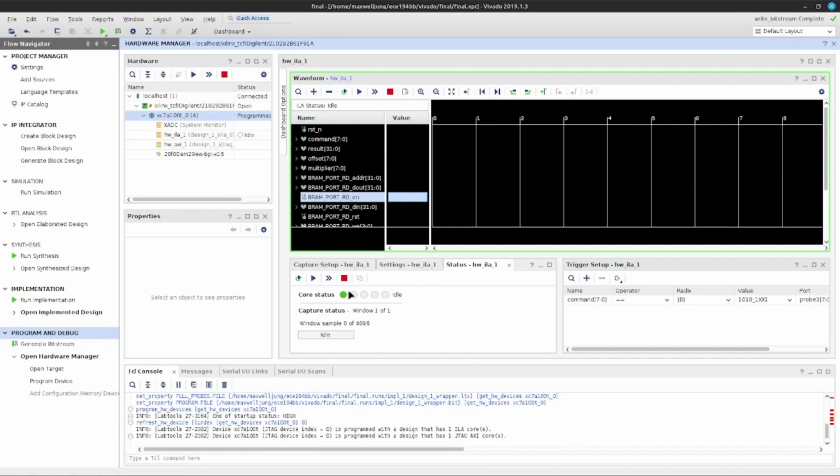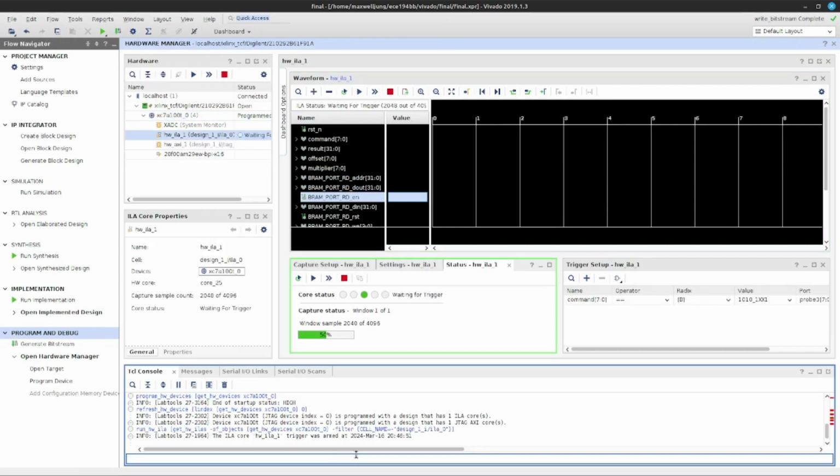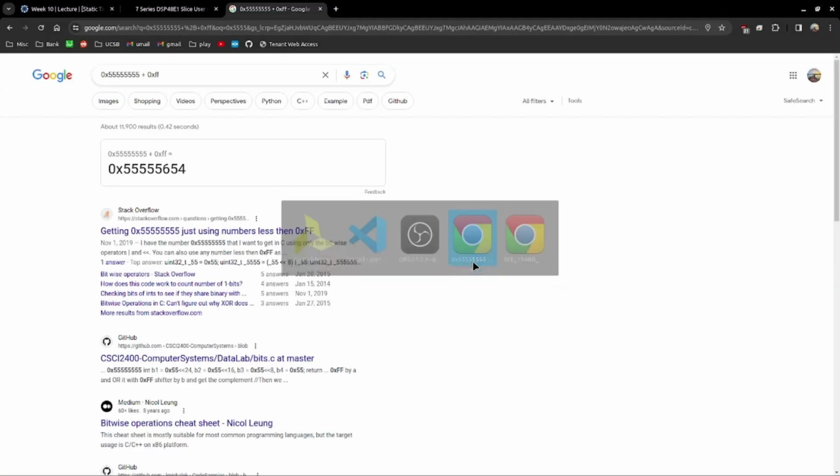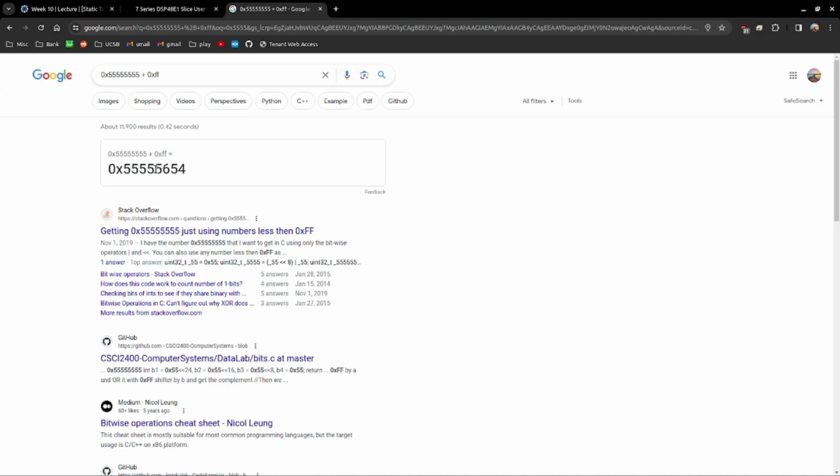I'm going to copy those commands, run the trigger, and execute. And I'm capturing when the command goes to 10, which stands for addition, and the address is 101 at 5. So I should expect the CPM to add offset of 0xFF to the data at address 5, which is 55555555. And if you run the calculation, that should be 55555654.